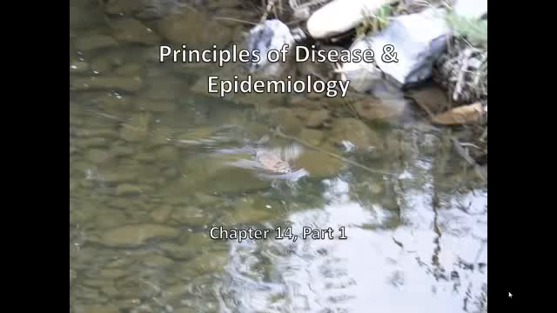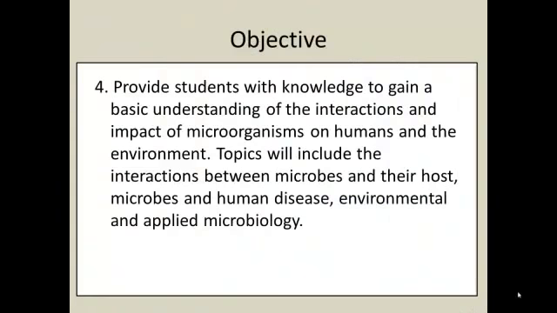Welcome to Chapter 14, Part 1, Principles of Disease and Epidemiology. This chapter fulfills objective number 4, to provide students with knowledge to gain a basic understanding of the interactions and impact of microorganisms on humans and the environment. Topics will include interactions between microbes and their host, microbes and human disease, environmental and applied microbiology. Specifically, we're going to be hitting interactions between microbes and their host, microbes and human disease.